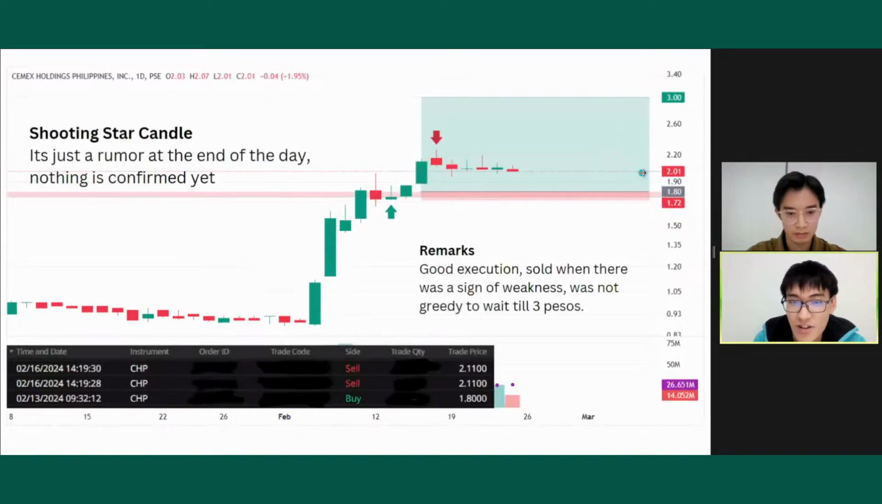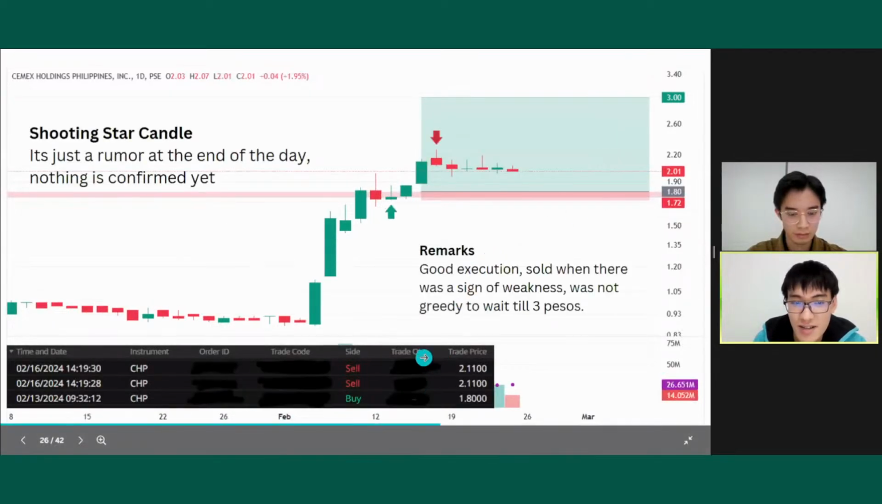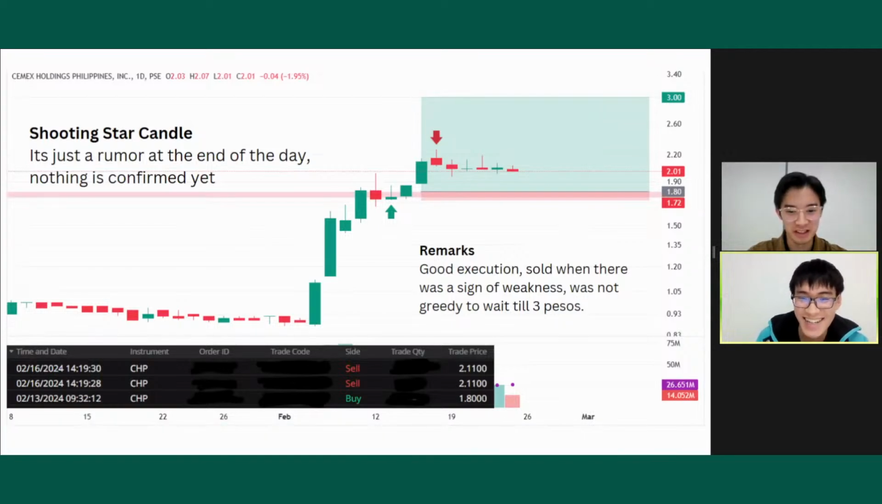So what happened here was, actually me and Franco sabay kami bumili. Yeah, we created the trade plan for this and then yeah, we executed it. Yeah, so we bought 1.8 around here. Our stop loss was at the low of the candle. So there, what happened was it rallied.